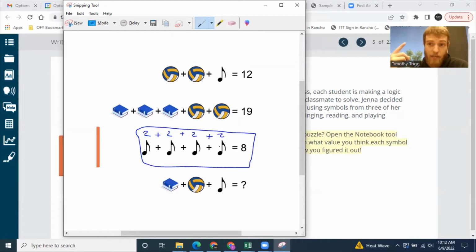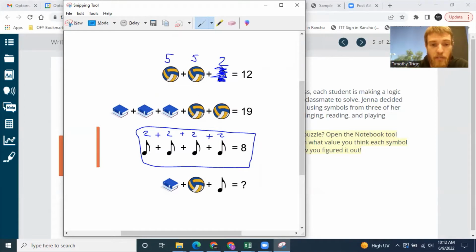Now that we have that information, we could use substitution to help us. In this first equation, we have a volleyball plus an 8th note giving us 12. Well, we now know that this 8th note is actually equal to 2. So now we have a volleyball plus 2 equals 12. What does that mean each of these volleyballs would have to be? Well, they're each 5, right? Because 5 plus 5 plus 2 is 12.